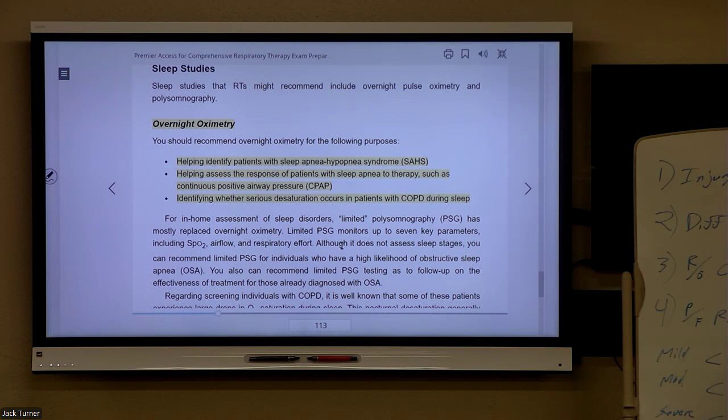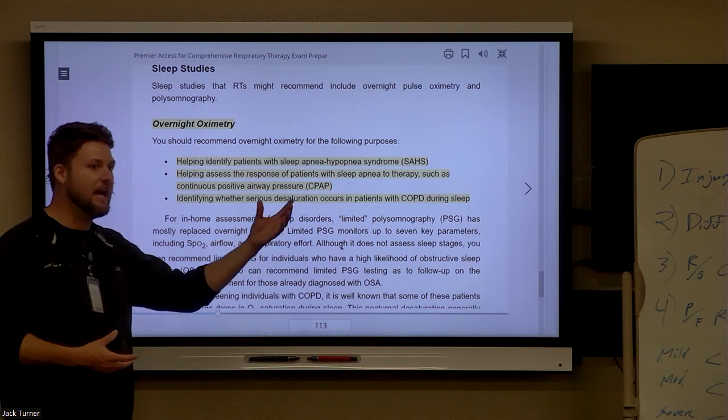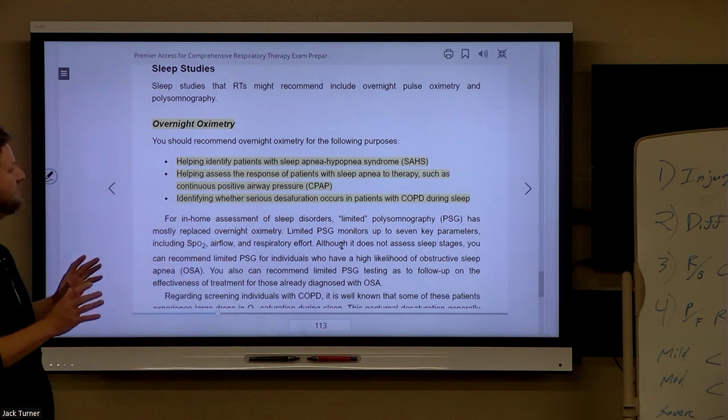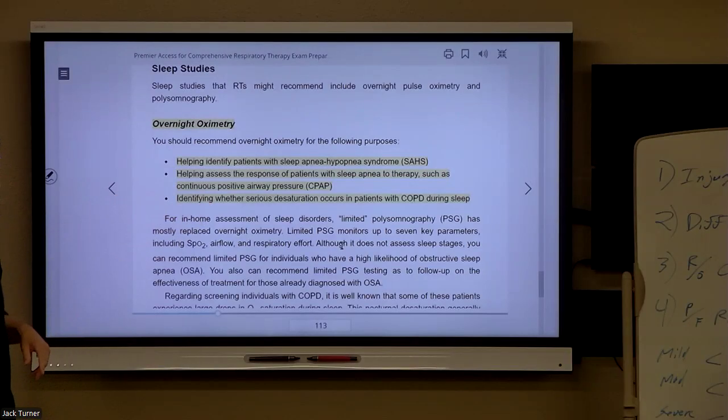So this breaks it down into three different sections, but in general, it's just identifying sleep apnea, either obesity hypoventilation or just hypopnea or whatever, and then their need for CPAP, or just patients with COPD at night. So those are the two times you order overnight pulse ox: if you want to try to diagnose sleep apnea, or a COPD patient you suspect is becoming hypoxic at night.